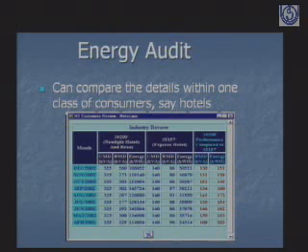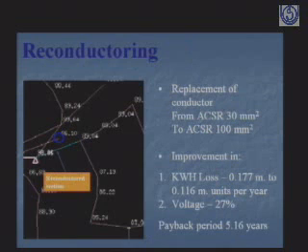I can do this by doing a customer category wise audit. For example, if I go for hotels, I can do the audit for all hotels, how much is my energy audit. Replacement of conductor: for doing this technical analysis, I can change the conductor to improve the system.